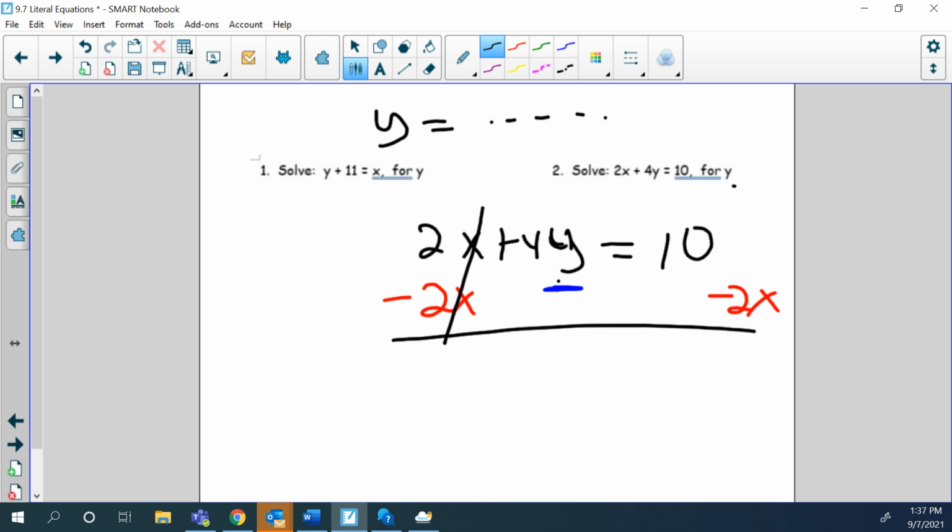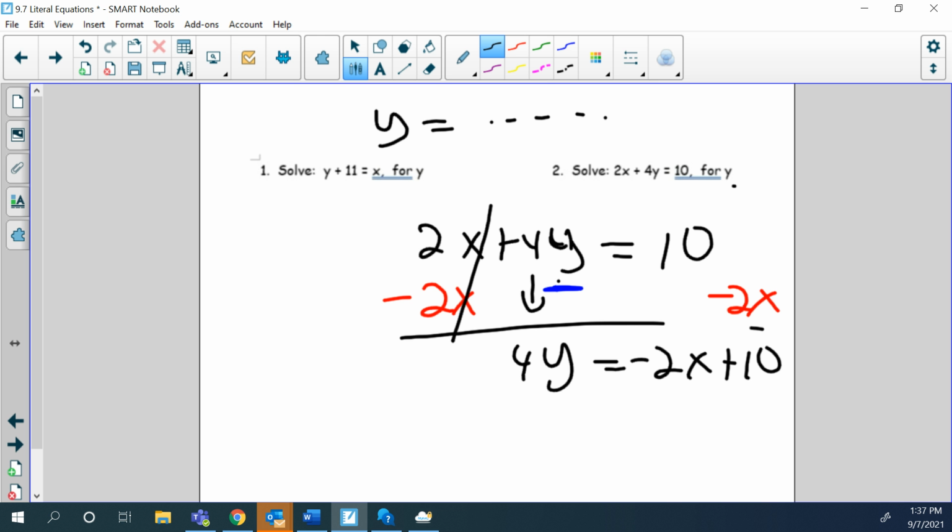So on the left side now, if I bring down the 4y, I get 4y is equal to. Now on the right side, the rule is you always put the variable first. So you can write 10 minus 2x. That is okay, but we always write the variable first. So I'm going to write negative 2x plus 10. Okay.